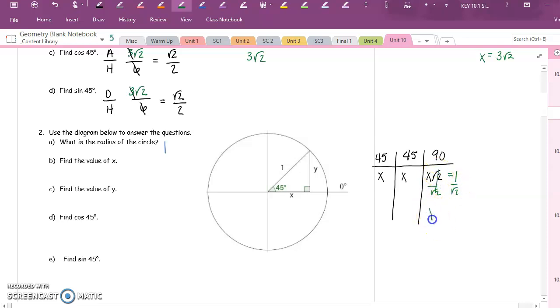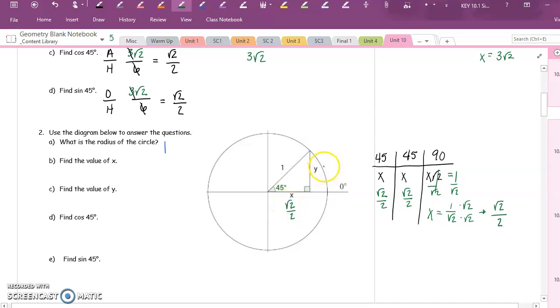Cancels on the left, it doesn't on the right, so I'm going to rewrite this. So x equals 1 over square root 2. Let's rationalize the denominator. So we have to multiply the numerator and denominator by root 2. So we have 1 root 2, which is root 2 over root 2 times root 2 is 2. We found that x is square root 2 over 2. And we could put that in both columns for 45 degrees.